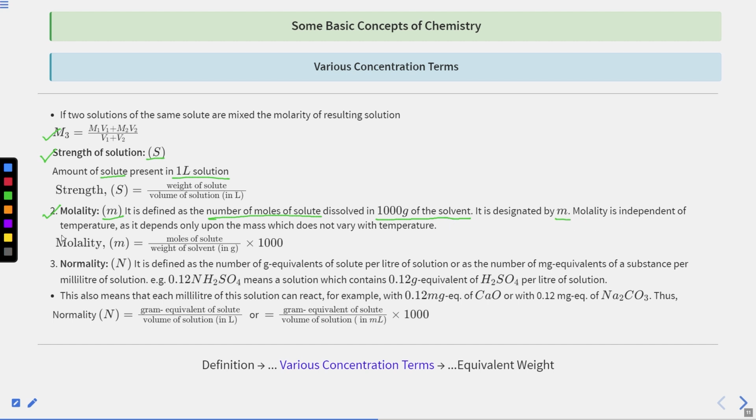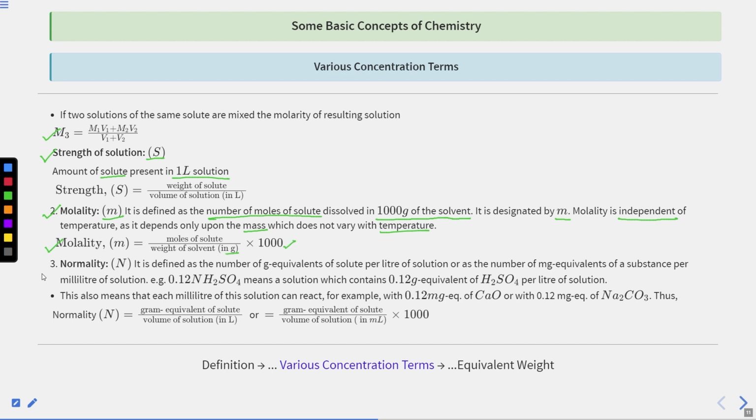Molality is independent of temperature. Okay. It is independent of temperature, as it depends only on the mass, which does not vary with temperature, because mass is a constant quantity. That's why molality will not depend on the temperature. So the molality formula will be moles of solute upon weight of solvent in gram multiplied by 1000.